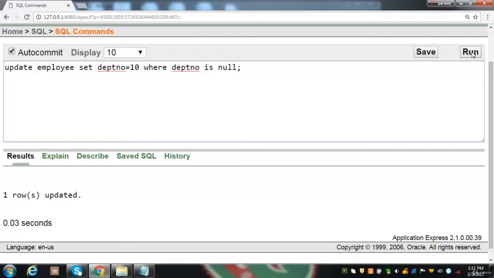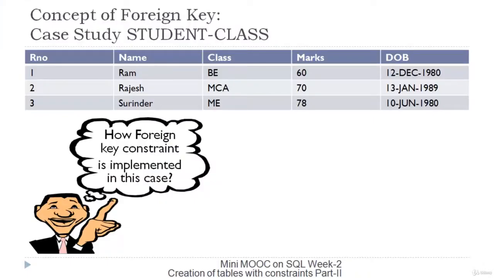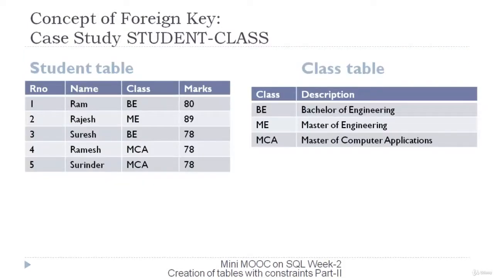We have demonstrated the implementation of various onDelete options of the foreign key constraint. Let us implement the concept of foreign key on the student database. So we have already learned that we cannot apply a check constraint on the class column to enforce its integrity. So how can we apply a foreign key on the class column? For this, we have to create a master table class with columns class and class description. And we have inserted all valid classes in this table. Class will act as the primary key of the master table class, and the class column of the student table will act as a foreign key. Only those values are allowed in the class column of the student table which exist in the class field of the class table. It means only BE, ME and MCA classes are allowed.